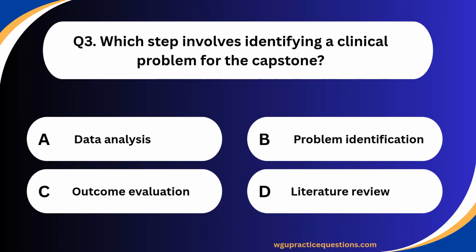Question 3. Which step involves identifying a clinical problem for the capstone? A. Data analysis. B. Problem identification. C. Outcome evaluation. D. Literature review. Which one is the correct answer?